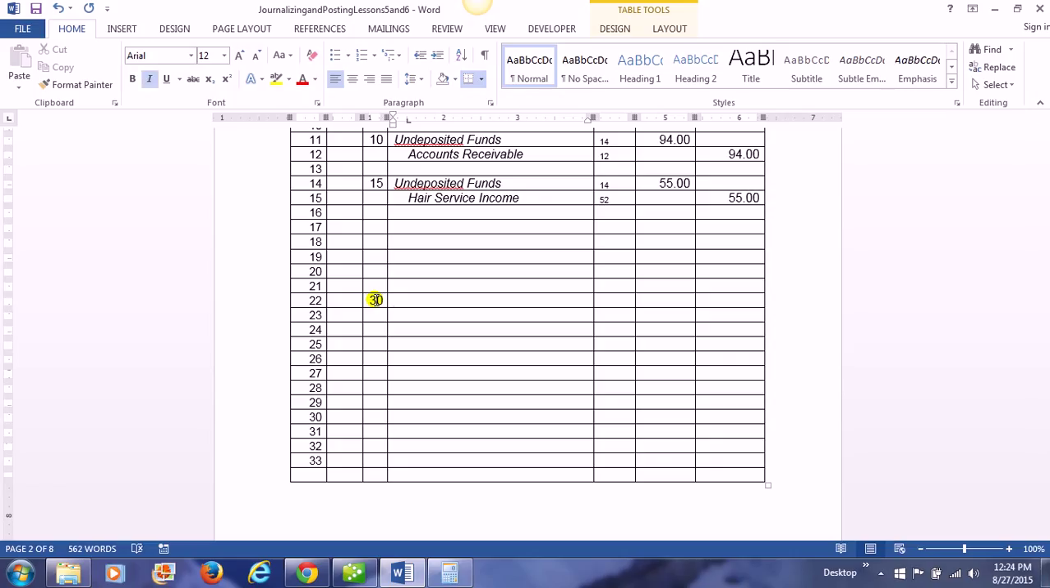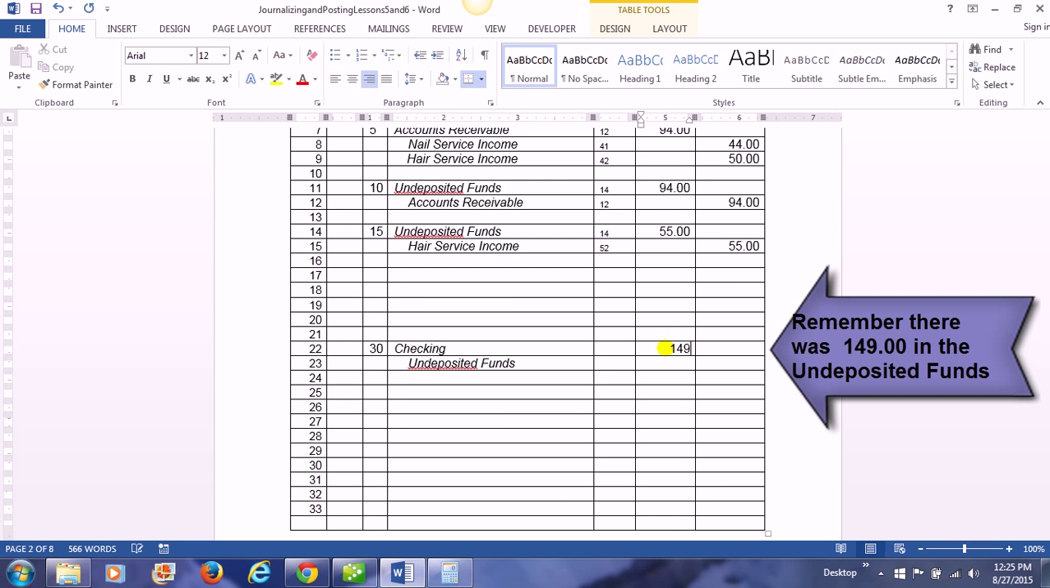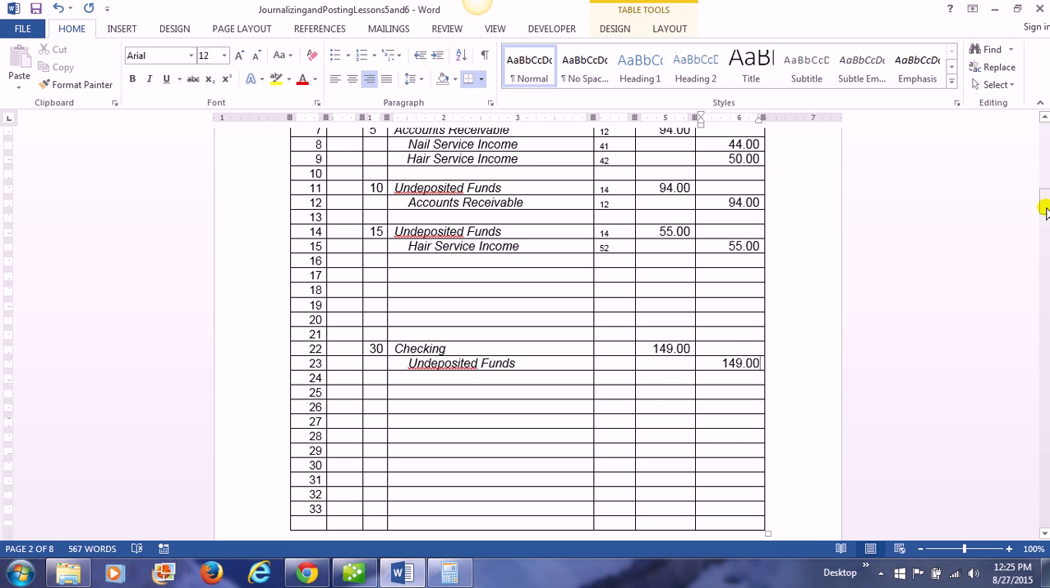Okay, so let's skip some time now, and let's say that we are at the end of the month, on the 30th, and we are ready to make a deposit into the bank. So now what we're going to do is transfer from undeposited funds into our checking account. So we will debit checking because checking is going to increase. And we will credit undeposited funds. It's an asset account, and crediting it will decrease it. So checking is debited for $149 and undeposited funds is credited for $149.